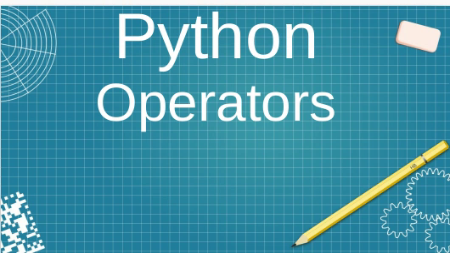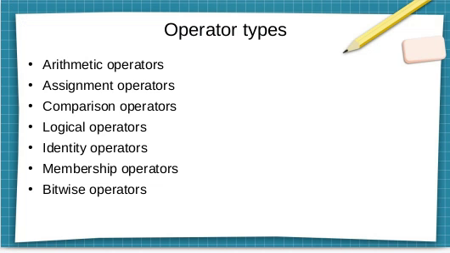Today we will learn about Python operators. This is also for beginners. Like any other language, Python operators are divided into the following types: arithmetic operators, assignment operators, comparison operators, logical operators, identity operators, membership operators, and bitwise operators.